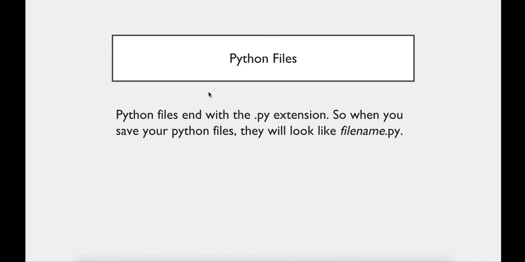Python files end with the .py extension, .py. So when you save your files, they'll look like whatever you want to name your file and .py at the end.